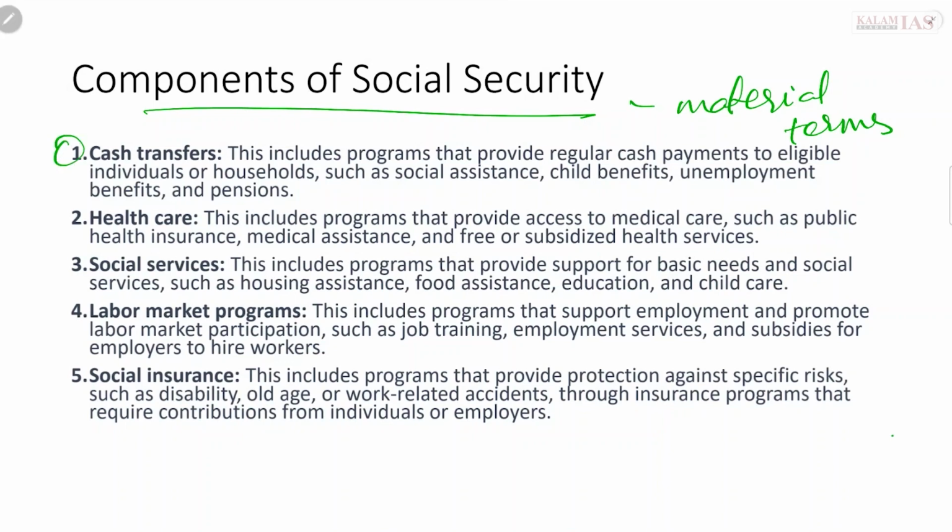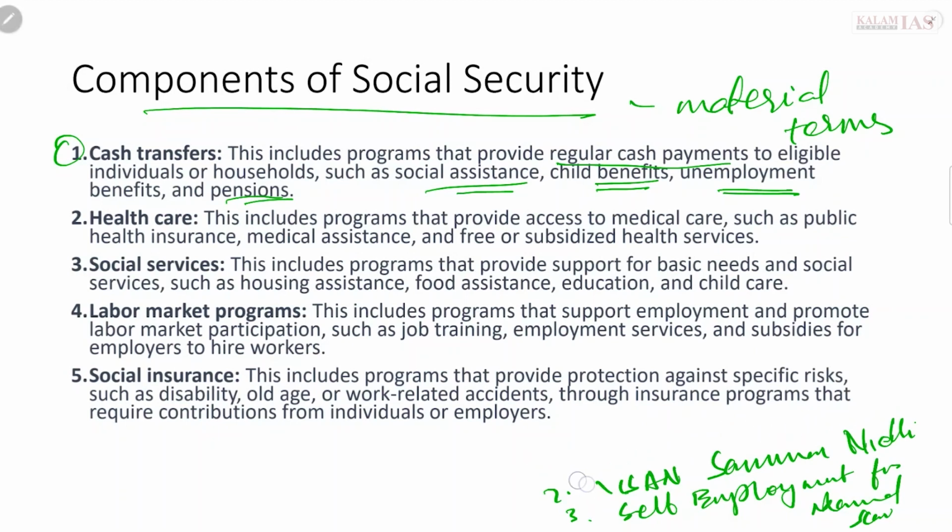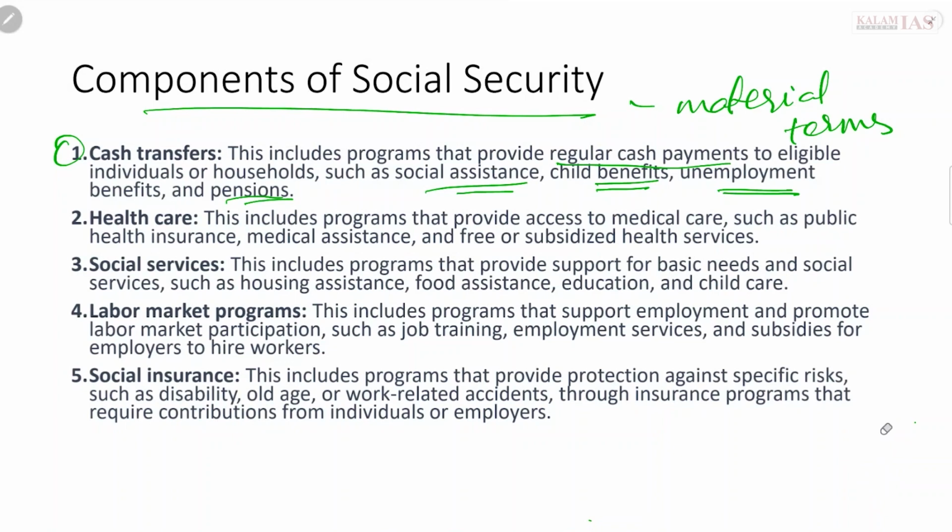First is a cash transfer. This includes programs that provide regular cash payments to eligible individuals or households, such as social assistance, child benefits, unemployment benefits, pensions, etc. So you have different schemes such as Matru Vandana Yojana or Kisan Samman Nidhi or the self employment for manual scavengers, which provide either one time or routine cash transfers. Okay, so that they can stand on their own feet and they can improve generally in life.